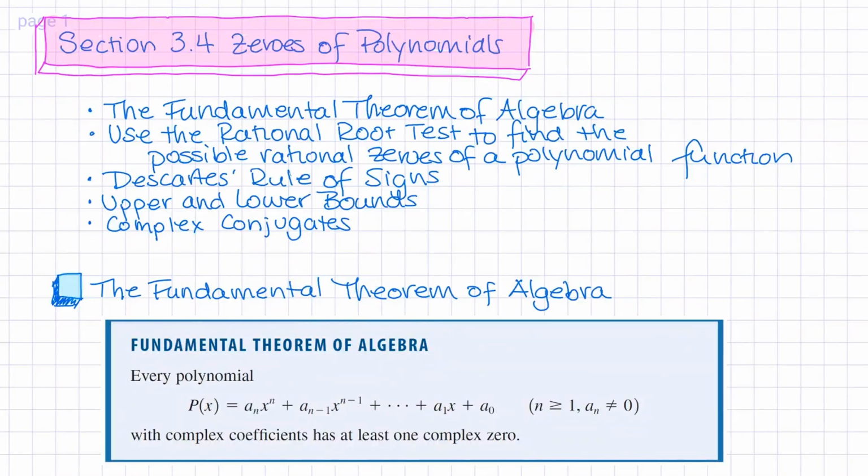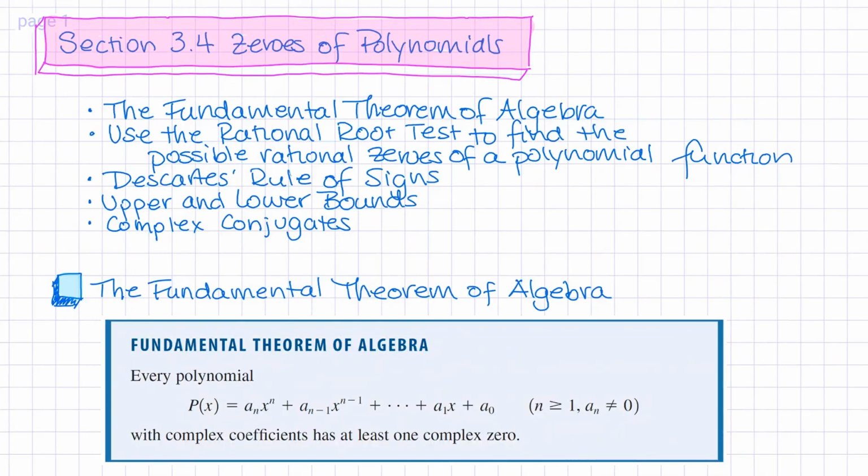All right, so today we are going to be doing section 3.4, zeros of polynomials. And so these are the topics. We're going to look at the fundamental theorem of algebra quickly and what the rational root test tells us, Descartes' rule of signs, upper and lower bounds, and then just a little quick thing about complex conjugates. The first four things, and especially the three middle things really, are going to help us factor and find zeros of polynomials. And so anyway, let's just jump into it.